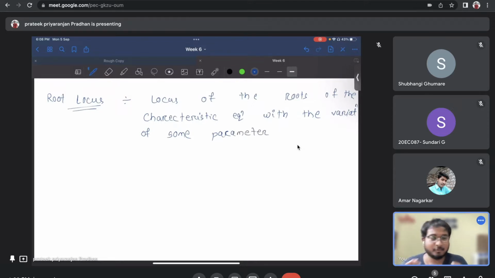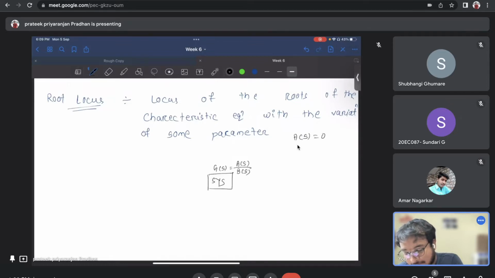Let's try to understand what the definition says. In a classical control system, if this is my system, I can write it as G of S, which has some numerator A of S and denominator B of S. I want some quick answers. If I equate A of S equal to 0 and solve for S, for what values of S is A of S zero, is that called the zeros of the system or the poles of the system?